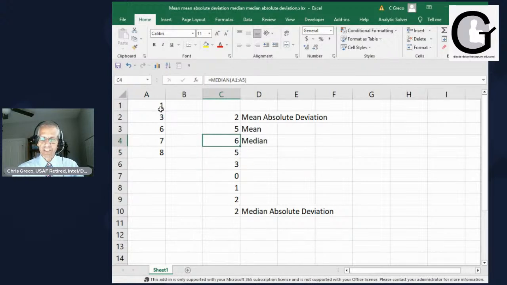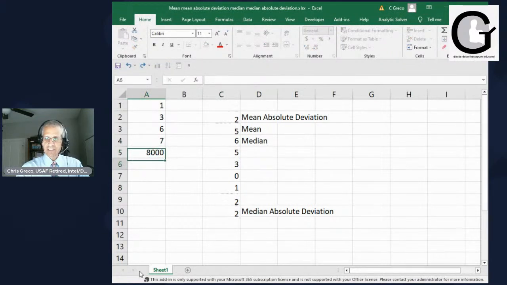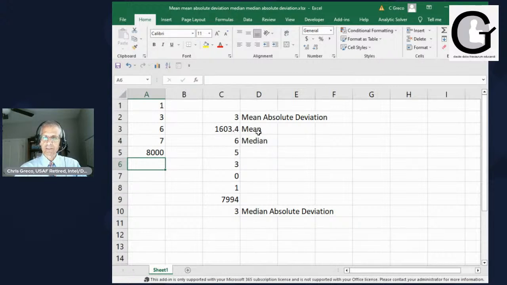Well, the median here is 6 because it's 1, 3, 6, 7, 8. And now what I want to do is I'm going to show you what happens. Remember I said I changed that 8 to 8,000. Let's say I did that. Look what happens in the mean. The mean all of a sudden is 1,600. The mean absolute deviation changed from what? 2 to 3, right? Median hasn't changed at all. So the median absolute deviation, interestingly enough, is 3.